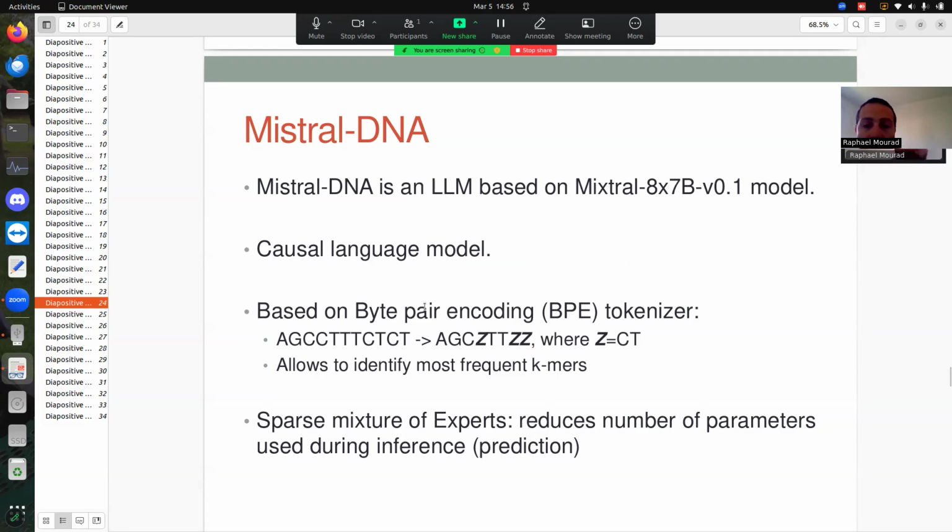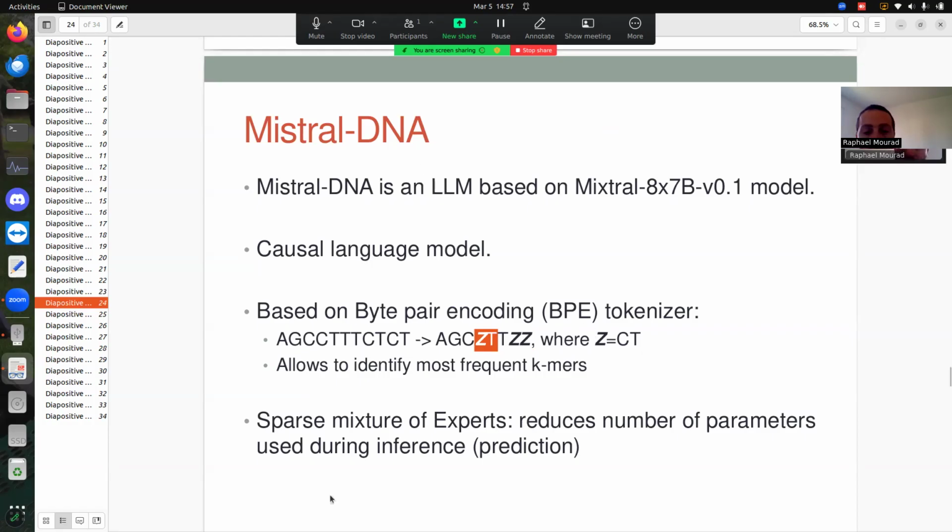And how does it work? You can look at Wikipedia, it's very well detailed there. Imagine that you have a DNA sentence like that. And then you can see that you have a word that is repeated many times. So CT is a k-mer of size 2 that is repeated 3 times. The algorithm will see that CT is very frequent, and it will replace it with a new variable called Z. This way it will identify, for instance, a k-mer of size 2. And then if you want a k-mer of size 3, maybe you can see that ZT is found many times, and if that's the case, you will make a k-mer of size 3.